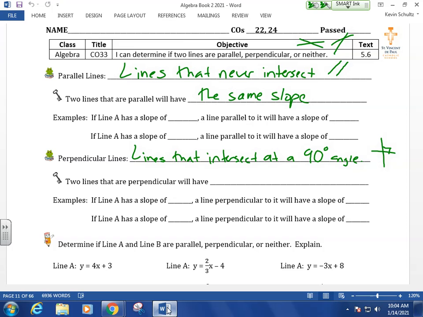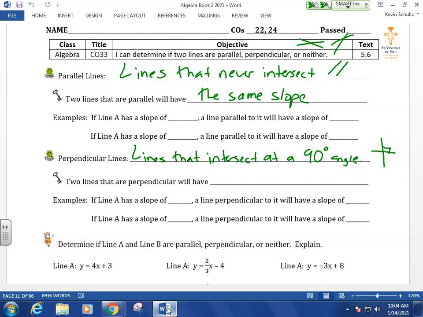What can you tell me about the slopes of perpendicular lines? What causes them to intersect perpendicularly? Any thoughts? Adam? Maybe the numbers on the two slopes are just flipped. Okay, so flipping's part of it. Adam said the numbers on the two slopes are just flipped. That is a part of it.